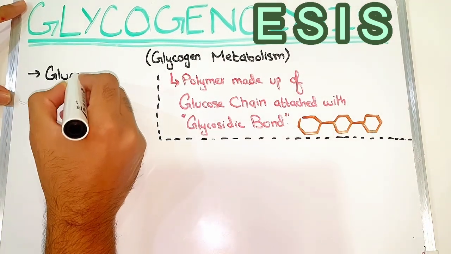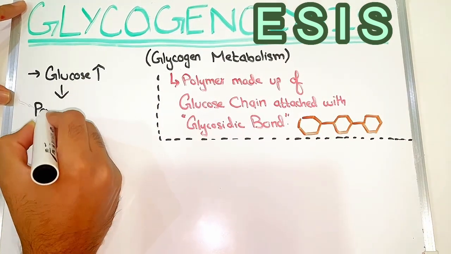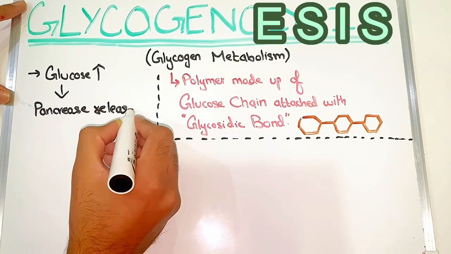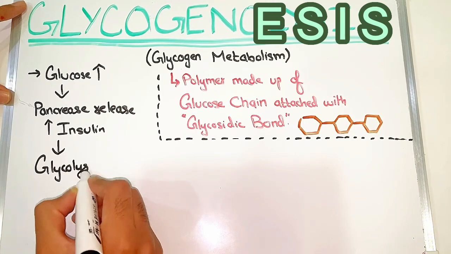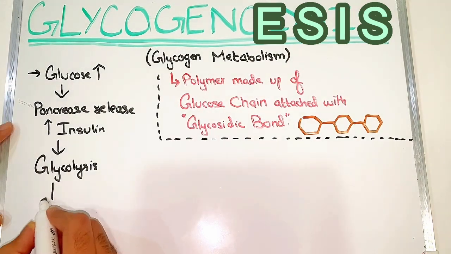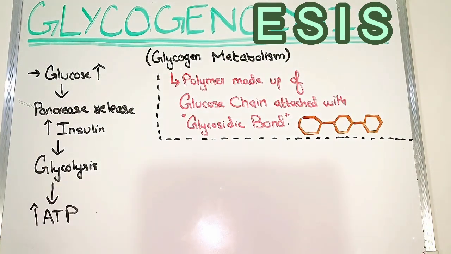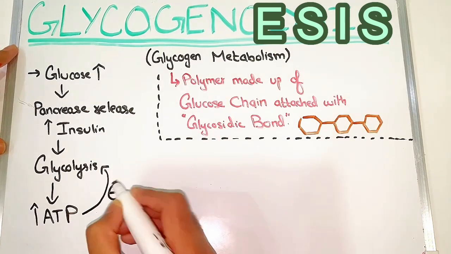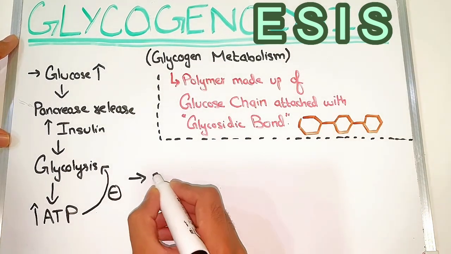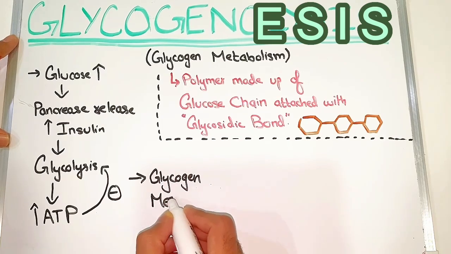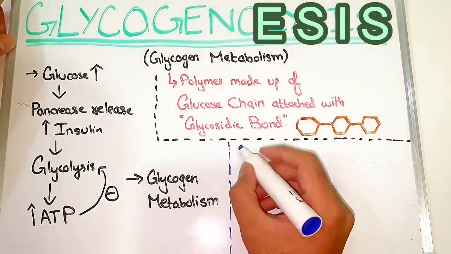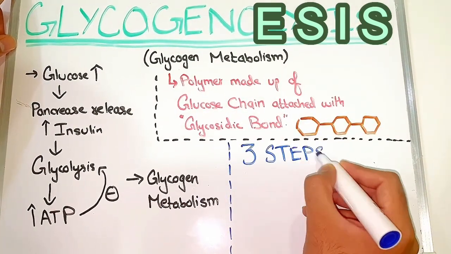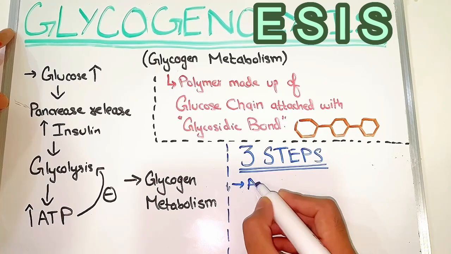When we eat food, the glucose level in the body goes high, which causes the pancreas to release insulin. When insulin is released, glycolysis happens and we create more ATP. When there is more production of ATP, it inhibits glycolysis because there is no need of more ATP. Then to use more glucose in other processes, glycogen metabolism happens. There are three steps of glycogen metabolism.